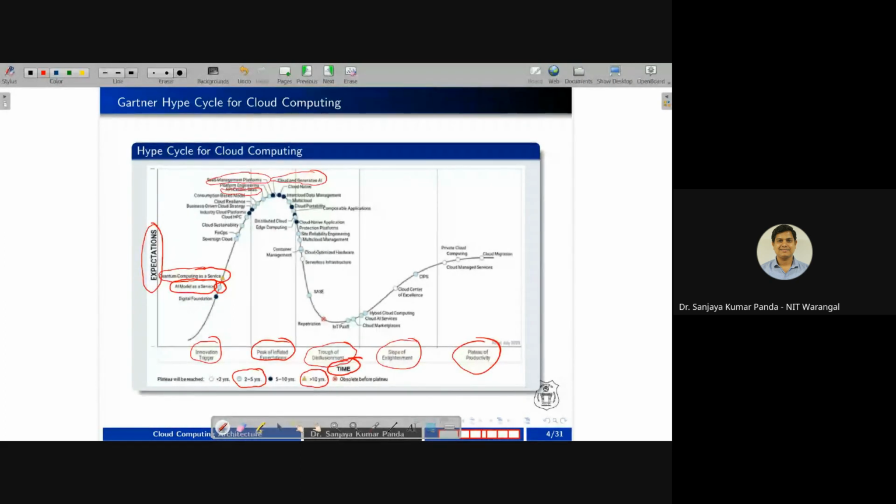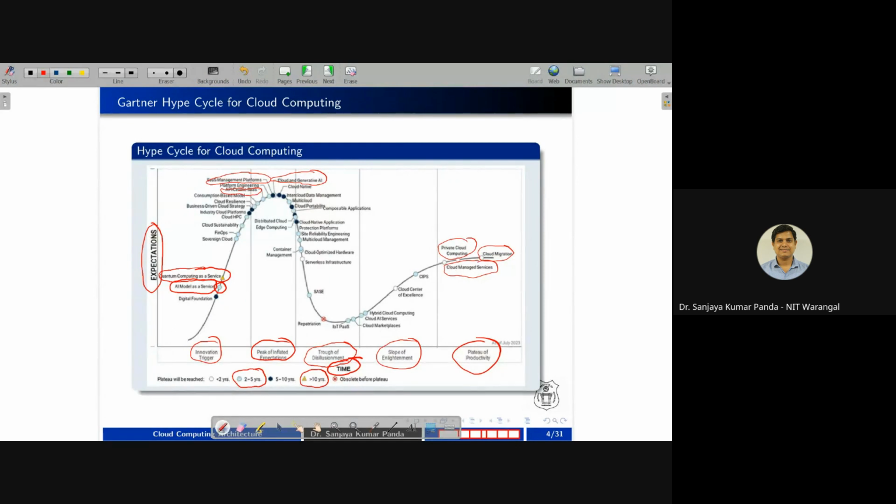Because people have interest in that particular product, right? If people are not interested, then nobody is going to look into that particular product. Like you can see some of the technologies which are obsolete or fully mature, that is called cloud migration, private cloud computing, or cloud management services. These are all in the matured phase, right? So they have already reached that plateau. But other technologies have not reached that particular plateau.